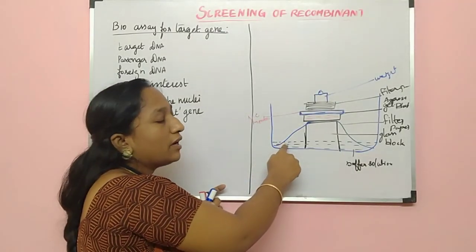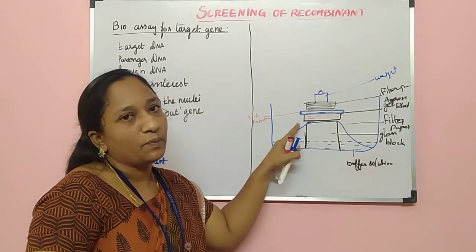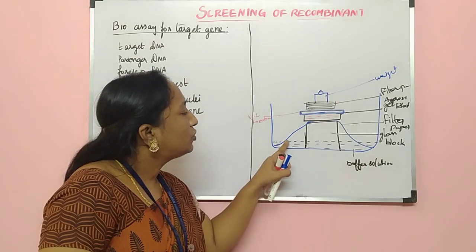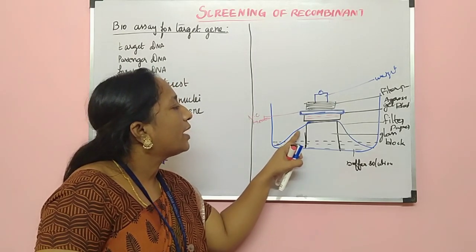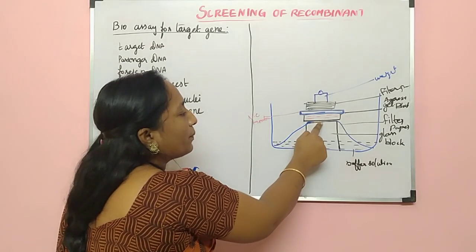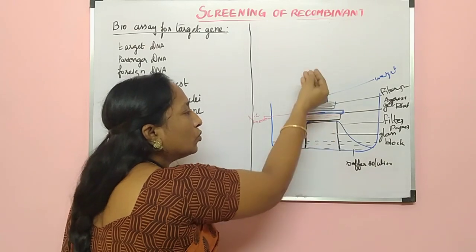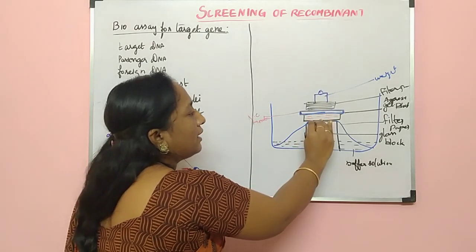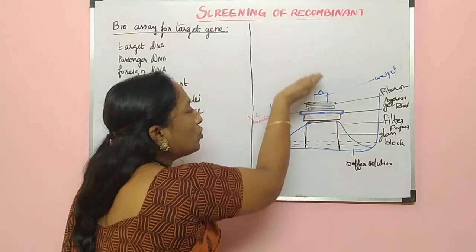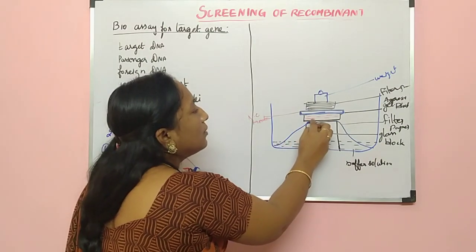First the buffer will be absorbed by the filter paper because of the affinity. From the filter paper, the buffer solution will start to move through the agarose gel and then to the nitrocellulose membrane. While it is moving, the DNA fragments also move along with the buffer solution.